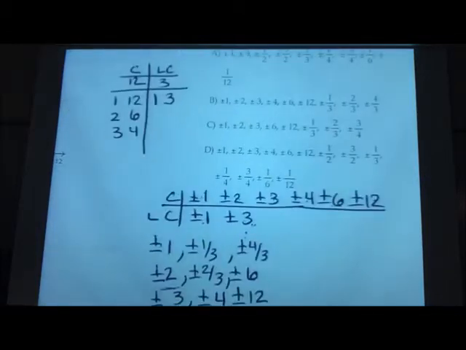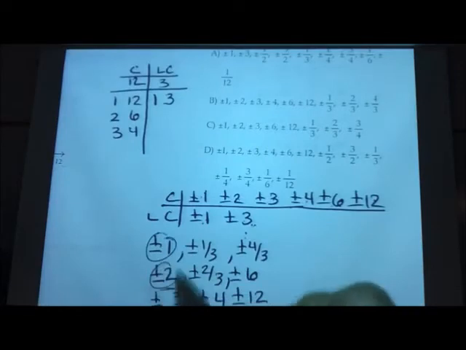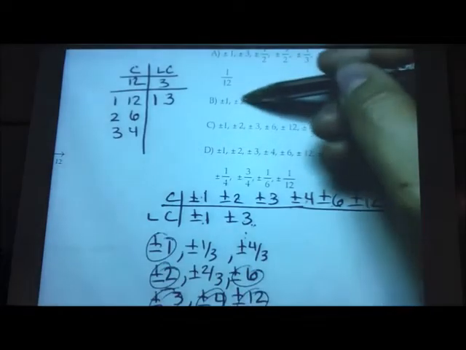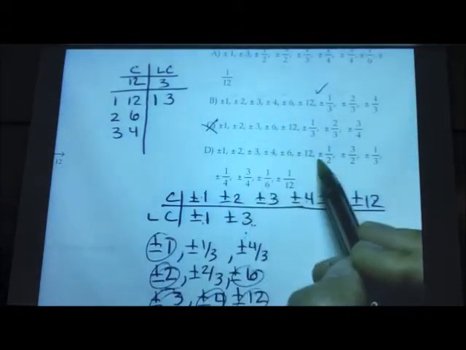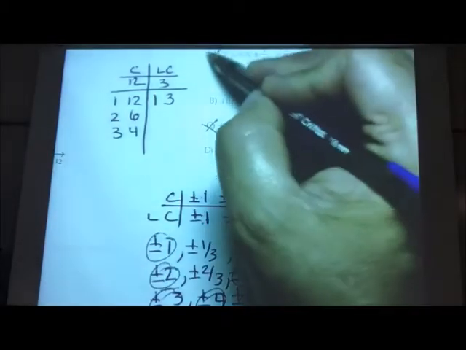So I need, my whole numbers are 1, 2, 3, 4, 6, and 12. 1, 2, 3, 4, 6, 12. Yep. This one's missing 4. It can't be this one. 1, 2, 3, 4. Yep. And if I look at A, it can't be A either.